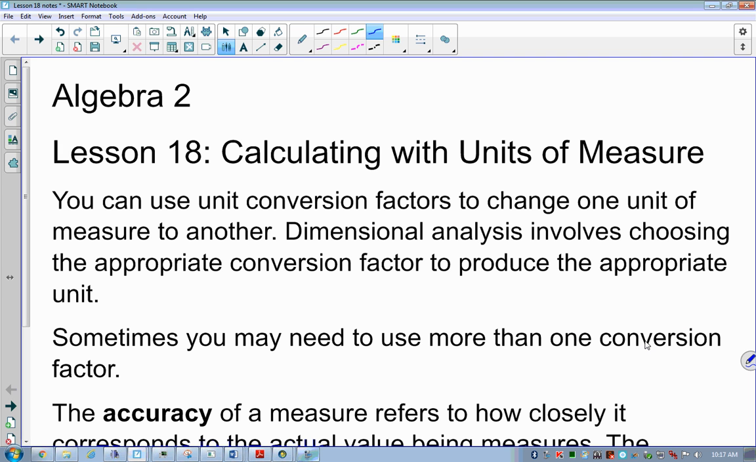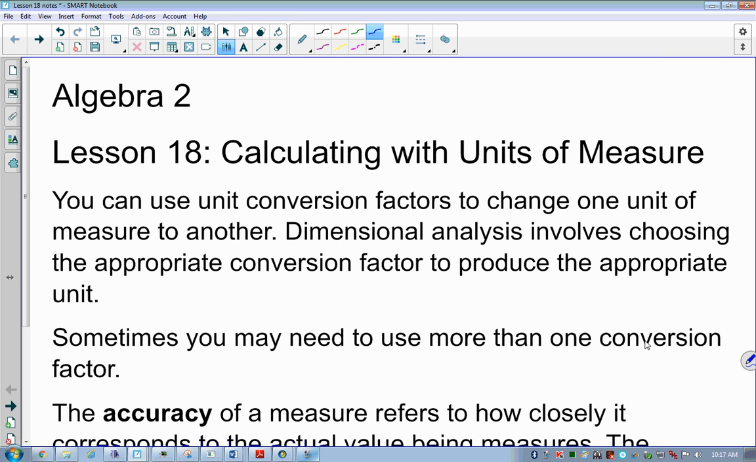Lesson 18, we're going to be talking about calculating with units of measure. This is going to involve a lot of unit conversion, which I don't know how much of this you're familiar with yet, but we'll work out some questions here in a little bit. There's not a whole lot of notes in here. It says that this is dealing with units of measure. Really, probably the bigger section of this is actually dealing with significant digits.